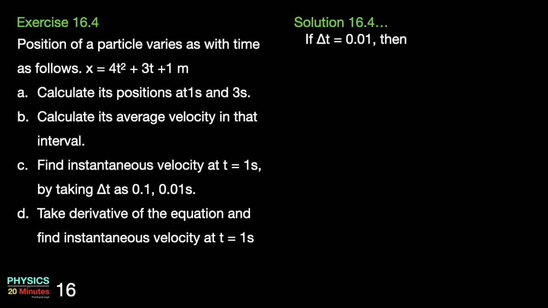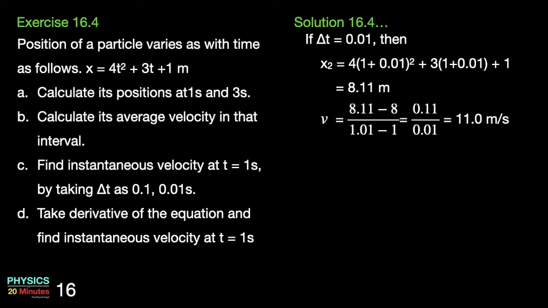Now shrinking the interval further to 0.01, what do we get? We get x2 as 8.11 meter. So what will be the average velocity now? It will be 11 meter per second.